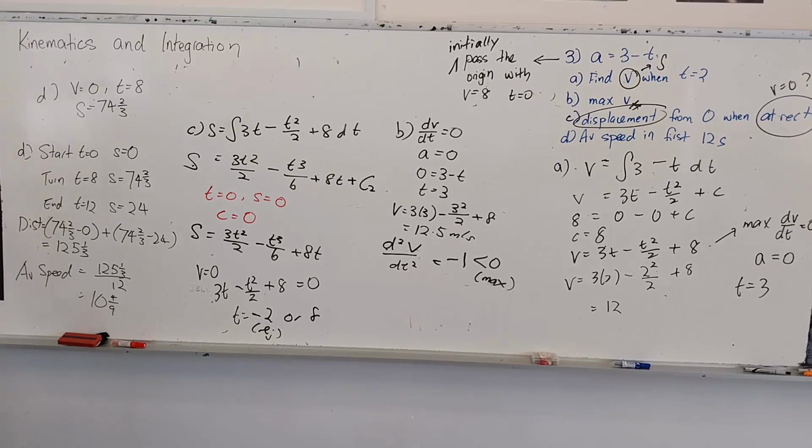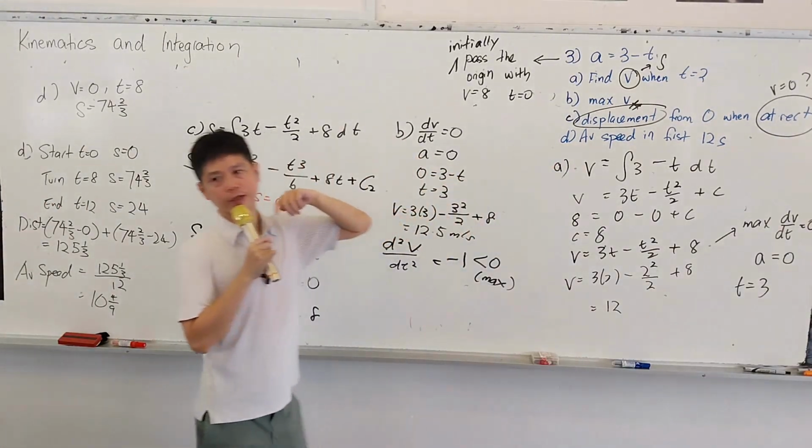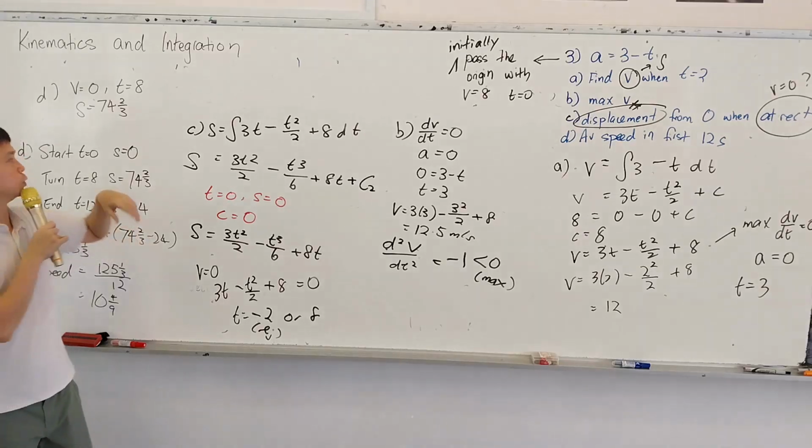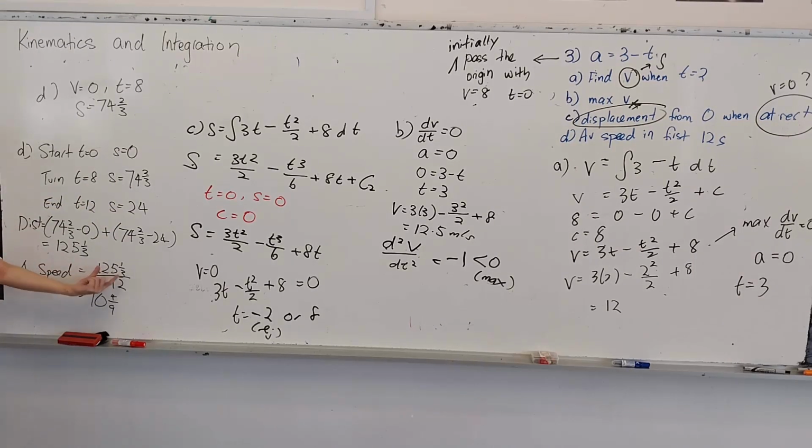So when you need average speed, you need distance. When you're asked to find average speed, you need to find total distance. When you have total distance, you need to start, turn, end. Okay, so start is 0, turn is t is 8, and end is t is 12. We find these 3 displacements. So the total distance will be big minus small, and then big minus small. Okay, and the total distance is 125 1/3, which is the distance I'm going to use divided by the total time, and that will give me my average speed. Okay, and that's all. Okay, thank you.